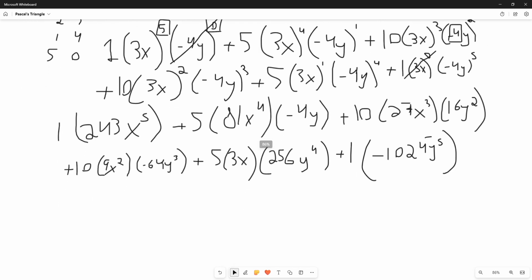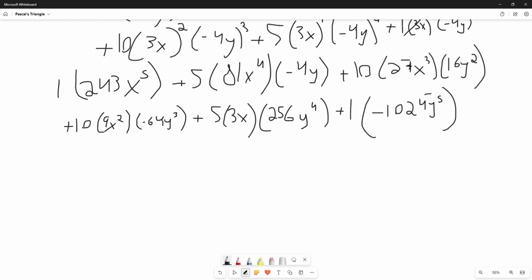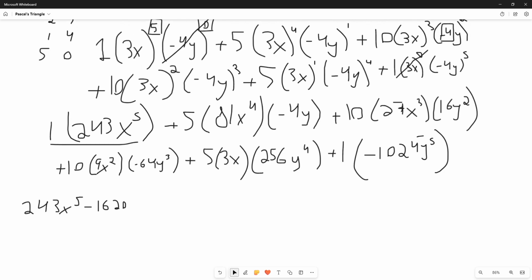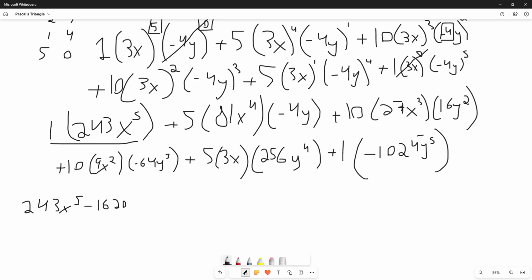Now we have to start simplifying here. There's nothing to simplify here, you can just write it out. 243x to the power of 5. Now here all you need to do is just multiply in your calculator. So do 5 times 81 multiplied by minus 4, which is minus 1620. Minus 1620, and then you have the x to the power of 4 and the y, so you can just put them together.